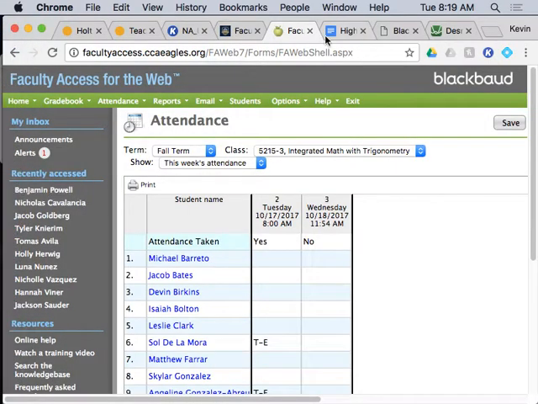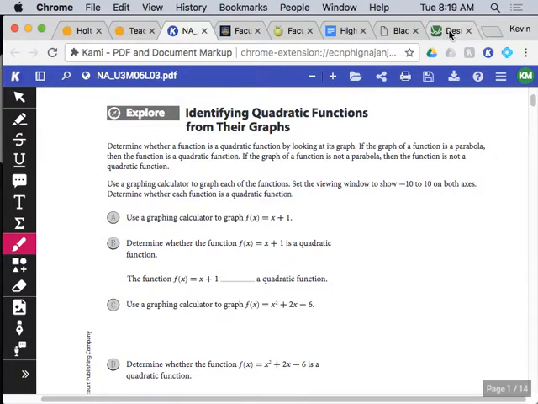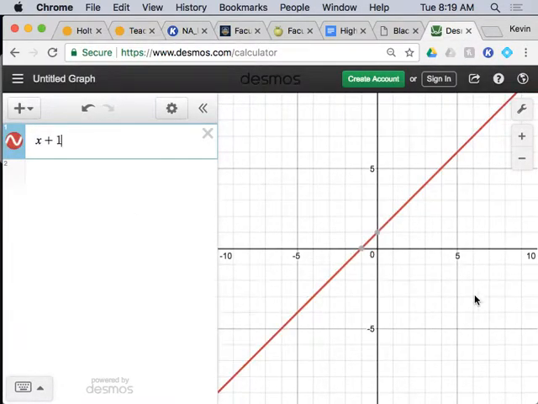Okay, so let's pretend we don't know what I just told you, and it says use a graphing calculator to graph x plus 1. Well, I don't have a graphing calculator. I have something better. It's called Desmos. Now, first off, what does a graph of a quadratic function look like? What's it called? A parabola. Okay, so is that a parabola? No. So is x plus 1 a quadratic function? No. It would have to look like a parabola.